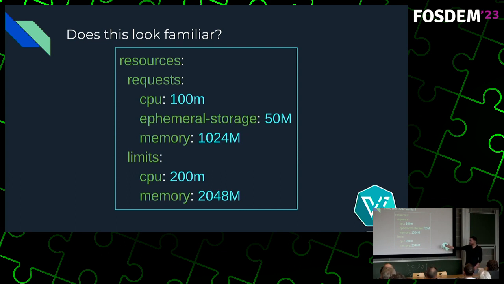So obviously this is the part taken from the pod's manifest. This is the place where we specify resources. We have, of course, requests and limits. We can specify CPU, memory, ephemeral storage, and a bunch of other stuff.